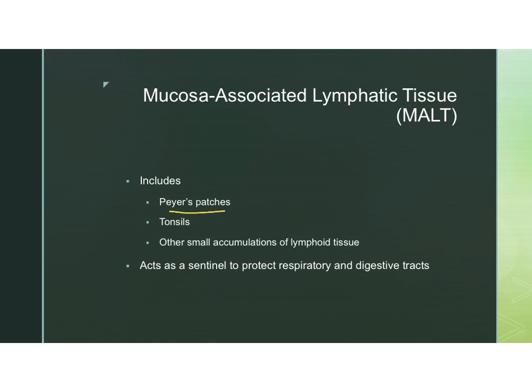So the Peyer's patches, the tonsils, and other small accumulations of tissue that are in like the respiratory and digestive tract are kind of the sentinels to outside foreign invaders, because coming in through your nose and mouth is the easiest way for a pathogen to enter your body. It's a lot harder for it to get through skin and structures like that. So these particular lymph tissues are sort of the first line of defense once something has entered your body.